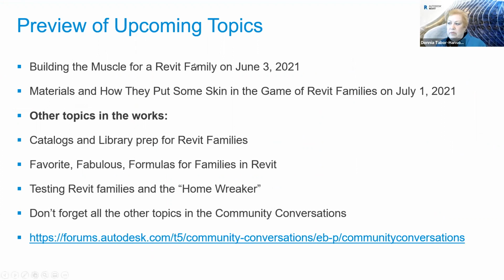Next, we're doing building with muscles. For Revit families, we're going to start looking at putting some extrusions and sweeps on them. Then we're going to talk about materials and how to put some skin in the game in July. Other topics coming up are catalogs and library prep, favorite fabulous formulas for families in Revit, I had fun with that one, and testing your Revit families and the home wrecker.